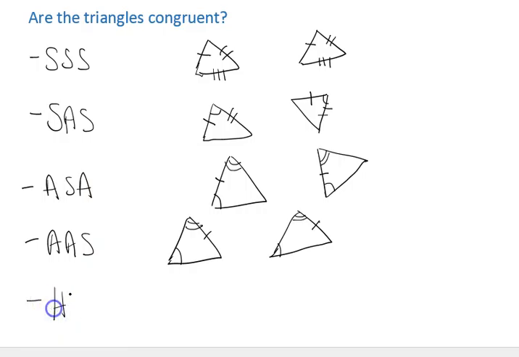The last one is hypotenuse leg. Well, to have a hypotenuse, you have to know that you are working with a right triangle. So you're almost just being given an angle right there. A leg is one of the sides that's not the hypotenuse. So first of all, let's start with hypotenuse.